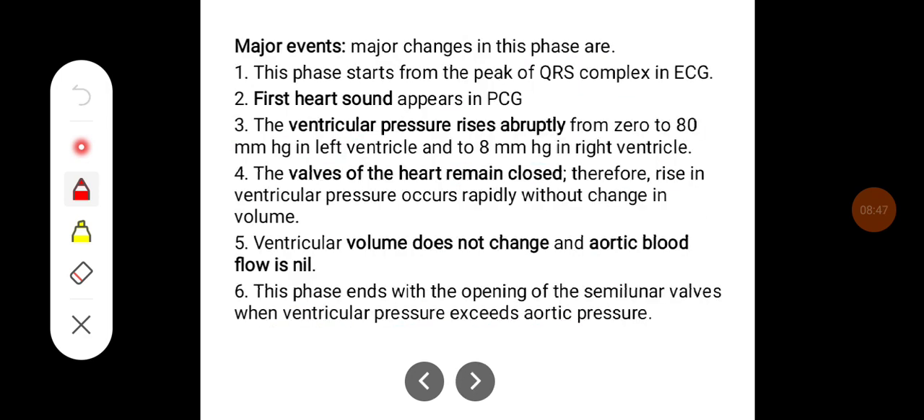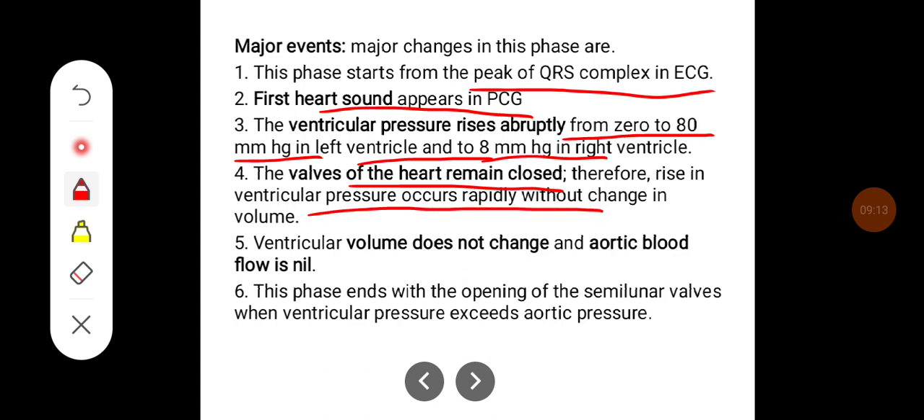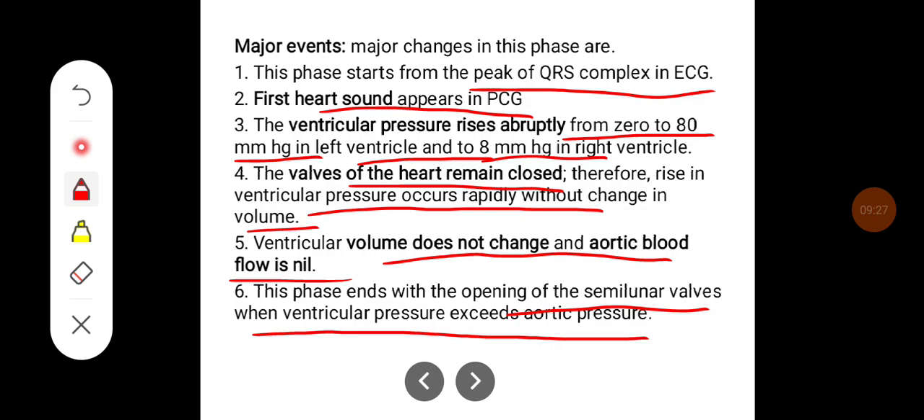The major events that take place here are: this phase starts from the peak of QRS complex in ECG. The first heart sound appears in the phonocardiogram. The ventricular pressure rises abruptly from 0 to 80 mmHg in the left ventricle and to 8 mmHg in the right ventricle. The valves of the heart remain closed, therefore the rise in ventricular pressure occurs rapidly without change in the volume. The ventricular volume does not change and aortic blood flow is nil. This phase ends with opening of the semilunar valves when ventricular pressure exceeds the aortic pressure.